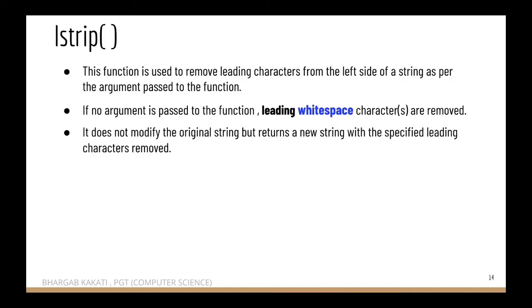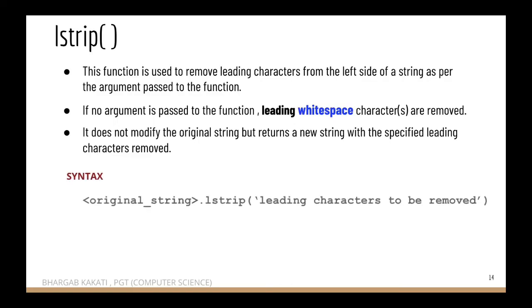It does not modify the original string but returns a new string with the specified leading characters removed. Here the original string is not modified, but a new string will be displayed with the specified leading characters removed. Let's try to understand with the help of examples. Before that, I'll give you the syntax here: original_string.lstrip(), and inside we have the leading characters that are to be removed.